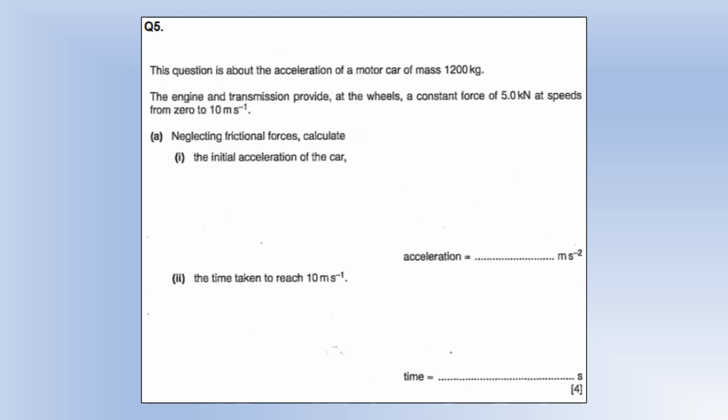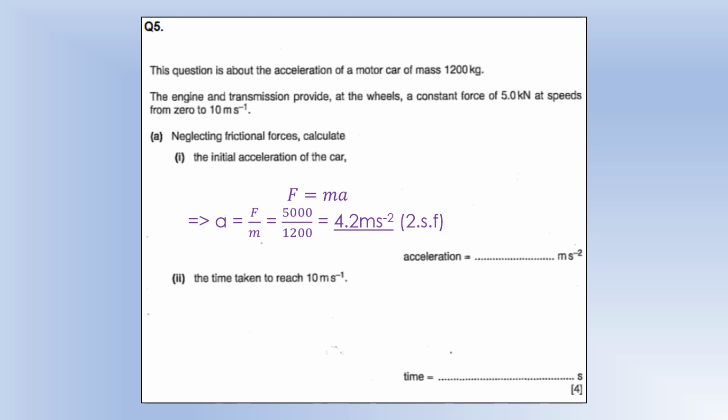Okay, so moving on to some longer questions. So we've got a motor car of mass 1200 kilograms. The engine and transmission provide at the wheels a constant force of 5 kilonewtons or 5,000 newtons at speeds from 0 to 10 meters per second. Neglecting frictional forces, calculate the initial acceleration of the car.